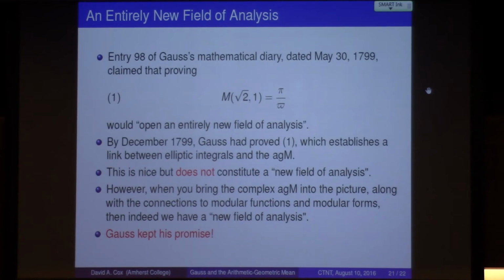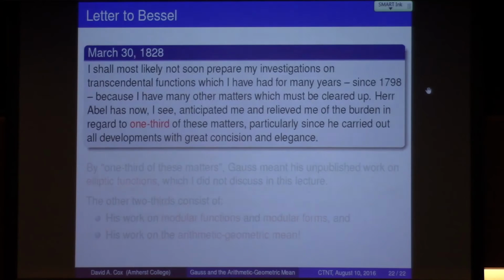We really had something genuinely new that came out of this observation that these two numbers agreed to 11 decimal places. So the final thing is, some of what Gauss did actually had been discovered during his lifetime, and he commented on that. So here's a famous letter he wrote to Bessel in 1828.